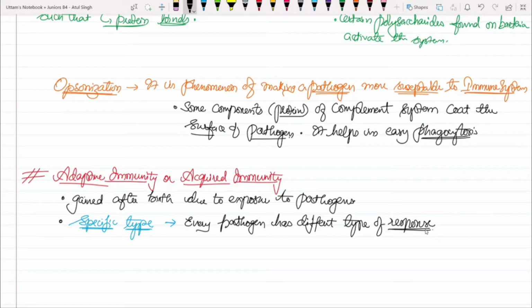So for one type of bacteria, it will show one type of response. For another type of bacteria, another type of response. It is all on the basis of the type of pathogen, the type of protein or type of antigen present in the pathogen. Based on that, it will depend. And adaptive immunity or acquired immunity acts as the third line of defense.